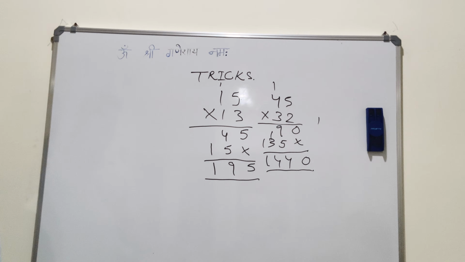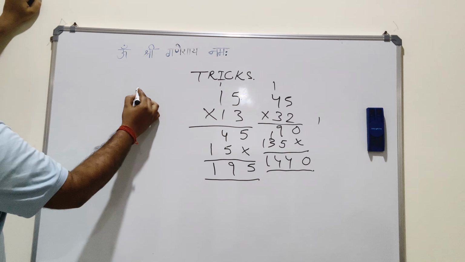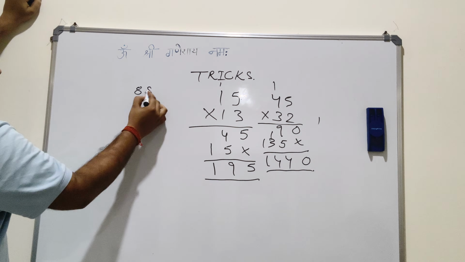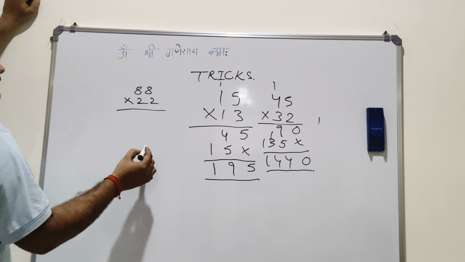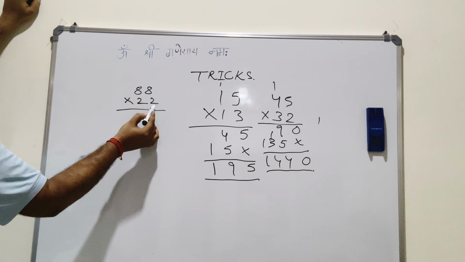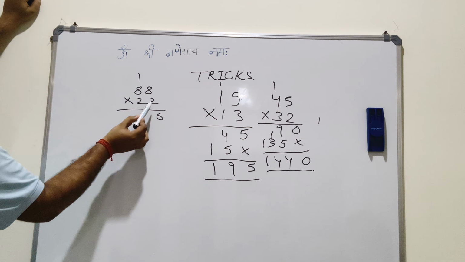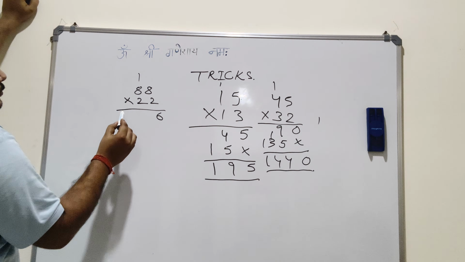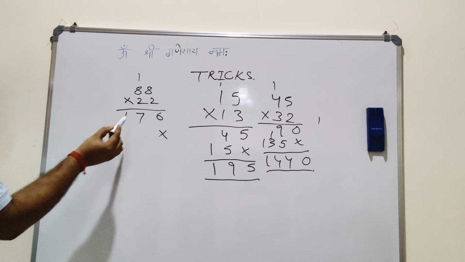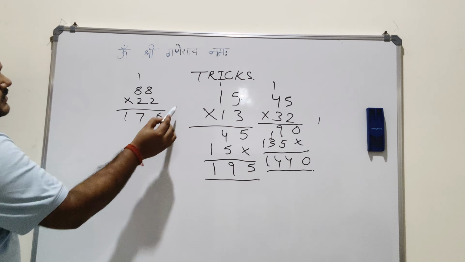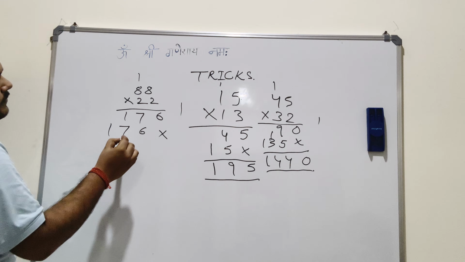Similarly, we take another example, if we need to multiply 88 with 22, right? So what you need to do is multiply 8 by 2, so it would become 16. You need to write 6 here, 1 here. Then you need to multiply 8 by 2, so it will become 16. 16 plus 1 would be 17. You need to put a cross sign here. 8 into 2 is 16, so you need to put 6 here, 1 here. 8 into 2 is 16. 16 plus 1 would be 17.